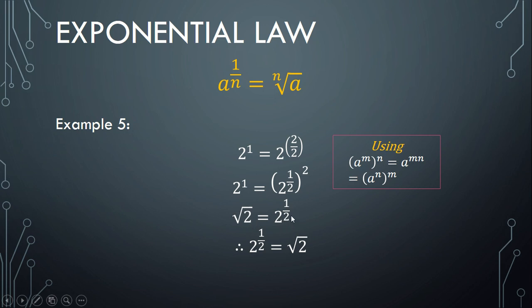So this 2 here, the denominator of the exponent, represents the root. If you have 1 over 3, it will be the cube root of a. And if this is 10, then it will be the 10th root of a.